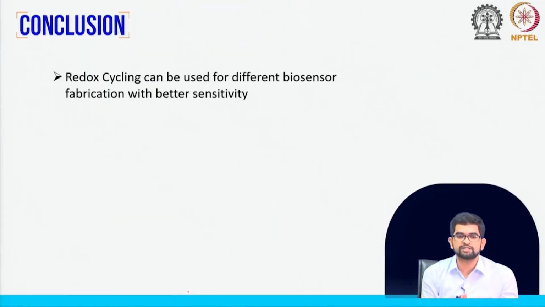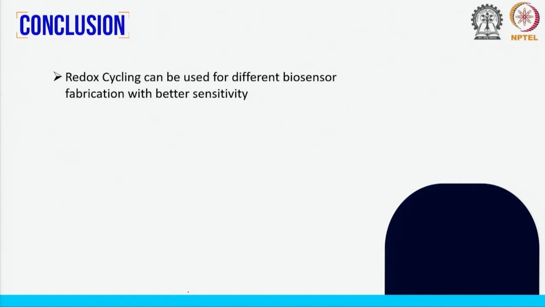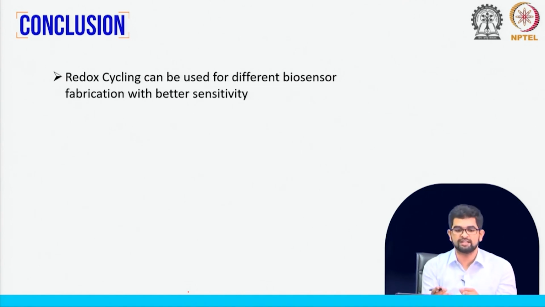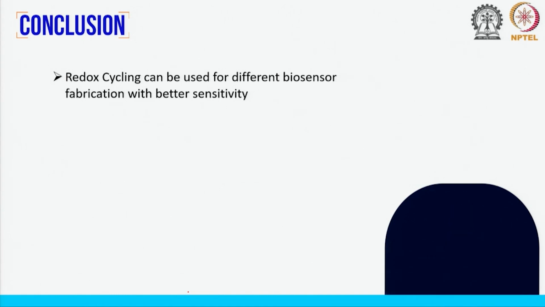So, the conclusion of today's lecture: we can use redox cycling, which can be useful for different biosensor development. We can fabricate different applications, as I showed, like the lateral flow assay, or different designs like forming silver nanoparticles from silver nitrate. You can go for different designs, not only in sensor design, but even in the chemical part.